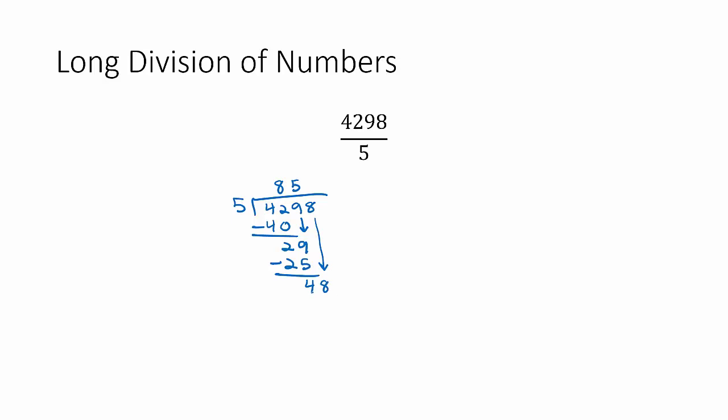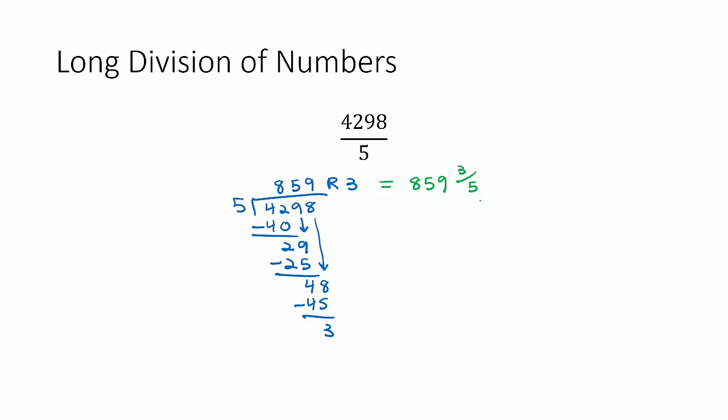5 would go into 48 9 times, because 9 times 5 is 45. And we would subtract, and there would be 3 left over. Now, we could say that would be a remainder of 3. But there is also an alternative way we could write it as a mixed number. We could say 859, and then we'd put that remainder over the number out front. And 859 and 3/5. Both of those answers being exactly the same, that's long division with numbers.